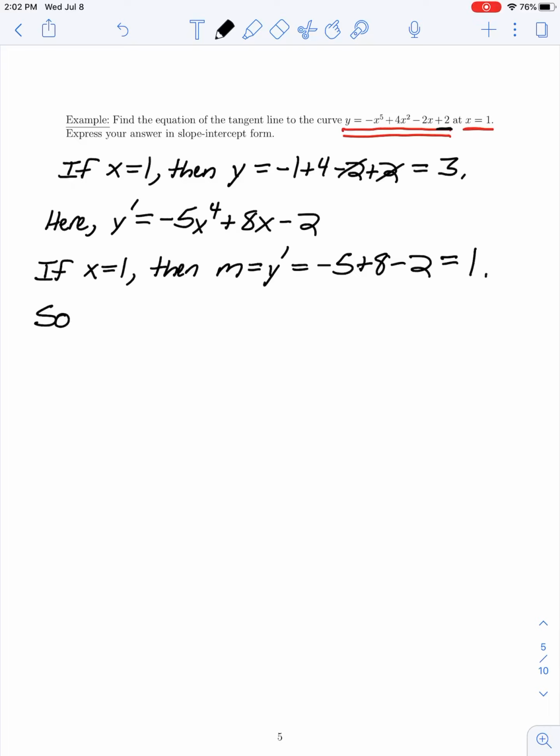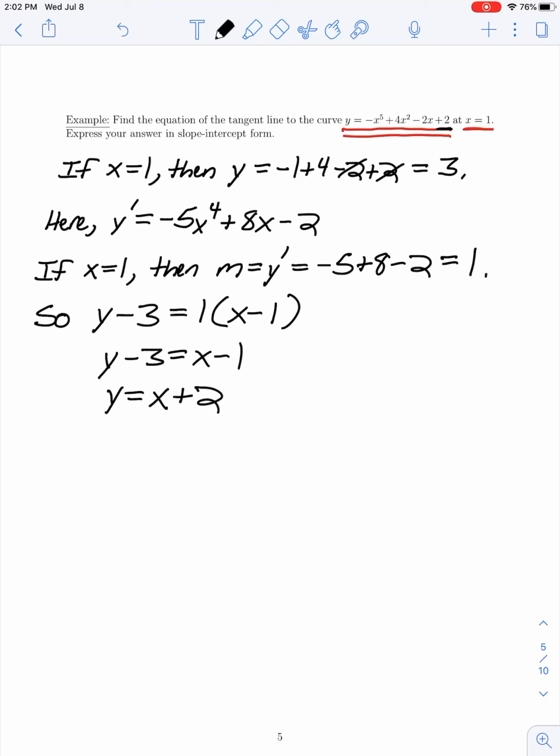So making use of point slope form, the equation of this line would be given by y minus the y-coordinate, which we found to be 3, is equal to our slope, which was 1, times x minus the x-coordinate, which was 1. So solving for y, we have y minus 3 is x minus 1. So y is equal to x, and adding 3 to both sides, we get y is x plus 2.